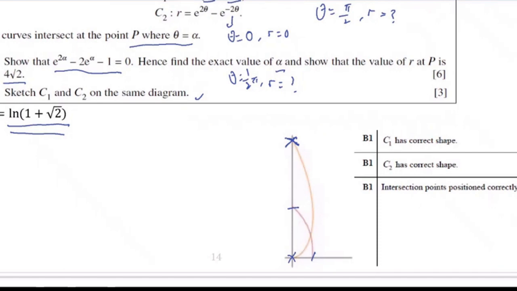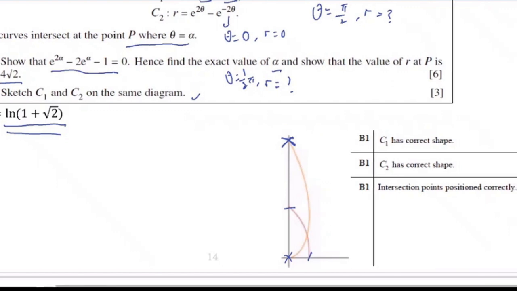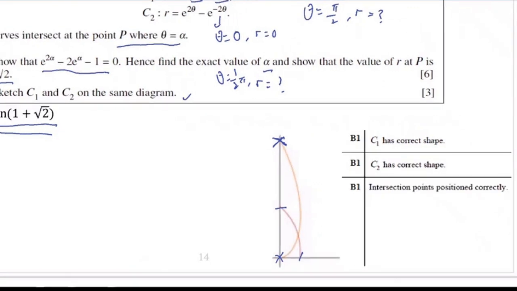So it's to use all the previous information to do the sketching here. It depends on the mark scheme. The 3 marks here are 1 mark for each curve, and then the intersection.